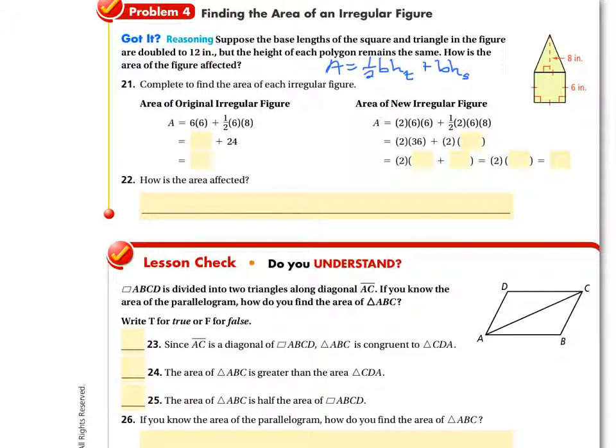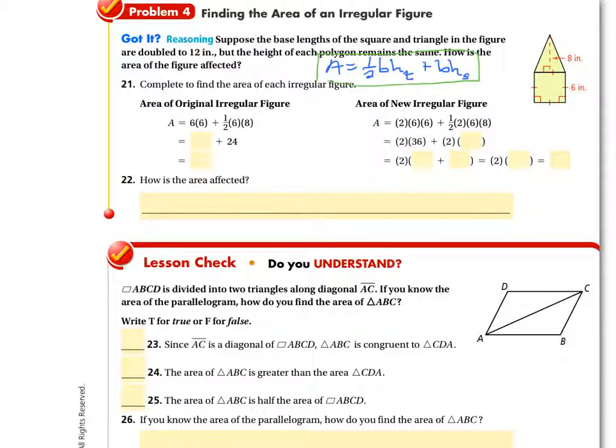And so the question says, suppose the base lengths of the square and the triangle in the figure are doubled to 12 inches, but the height of each polygon remains the same. How is the area of the figure affected? So let's find the original area and the new area. And so this is where they came up with a formula.